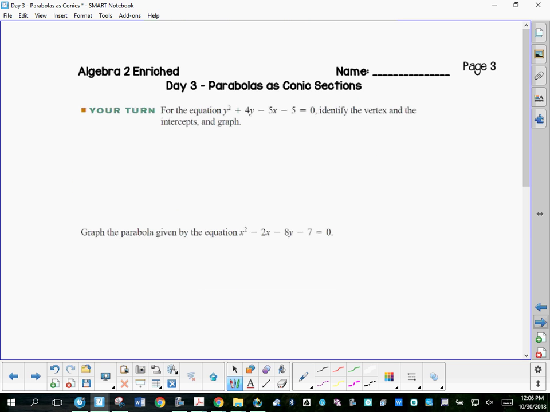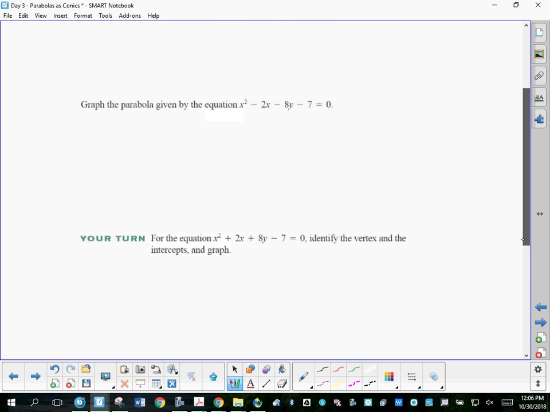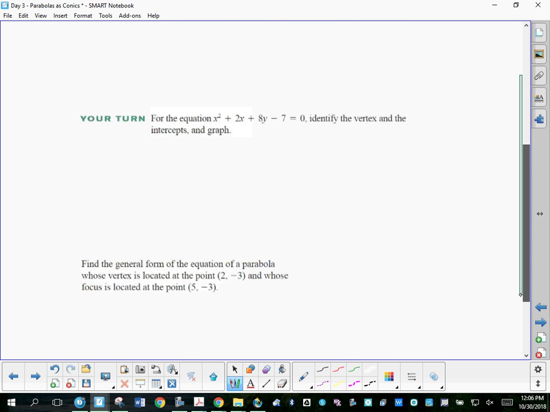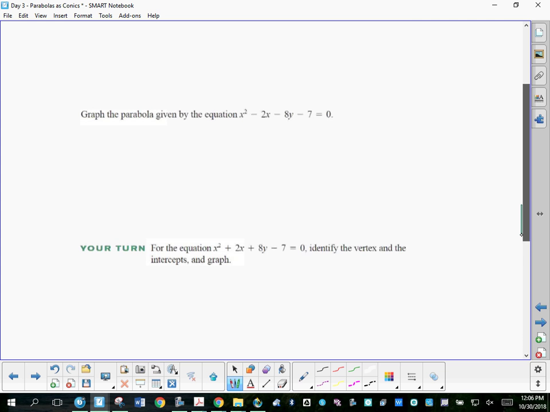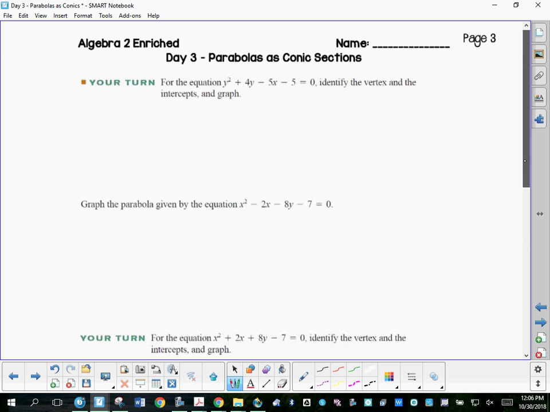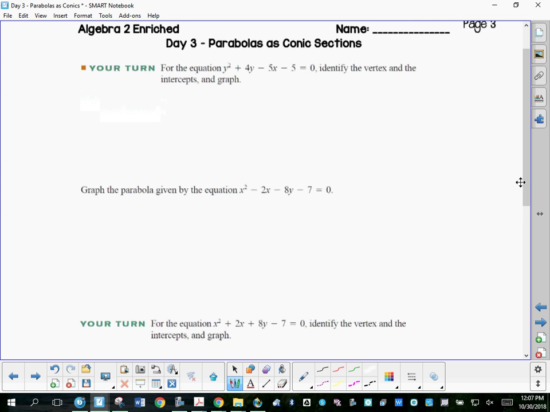Now, here's the one that you're going to get that's probably going to be a little bit difficult. Go, please, over to page 3. We're going to try the second one down together.